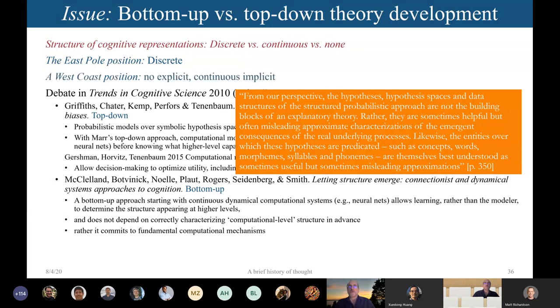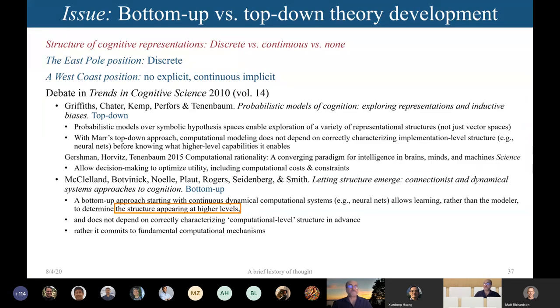Neural network representations are continuous vectors having no explicit structure. So what do McClelland et al. mean by the structure emerging at higher levels in their neural models? This structure is not explicit, but it can be extracted by the modeler by analyzing properties of the network's continuous vector representations. Here are some examples.